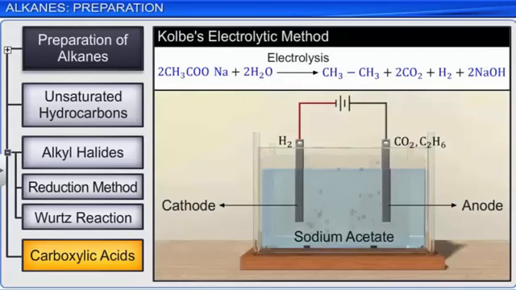Kolbe's electrolytic method is yet another method to prepare alkanes from carboxylic acids. This method involves the preparation of alkanes with even number of carbon atoms through the electrolysis of aqueous solutions of sodium or potassium salts of carboxylic acids. For example, the aqueous solution of sodium or potassium acetate on electrolysis gives ethane. The mechanism of the reaction can be understood through the following steps.